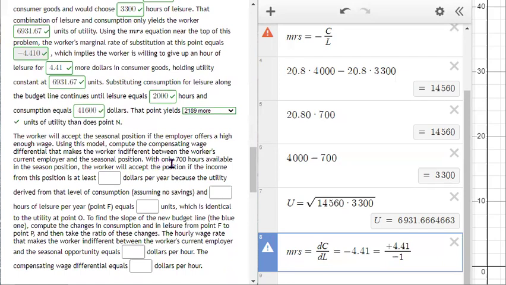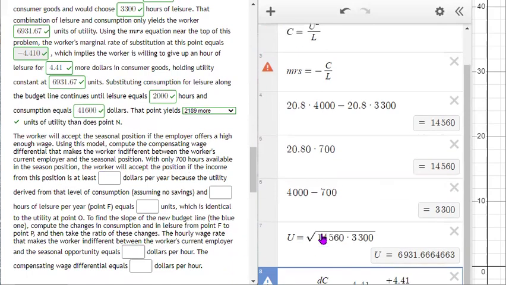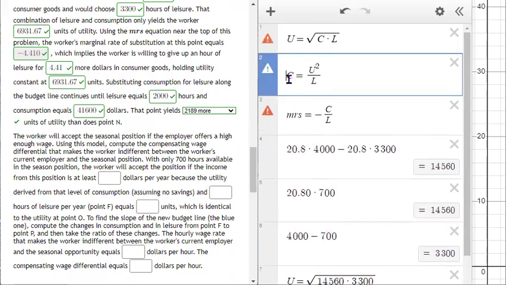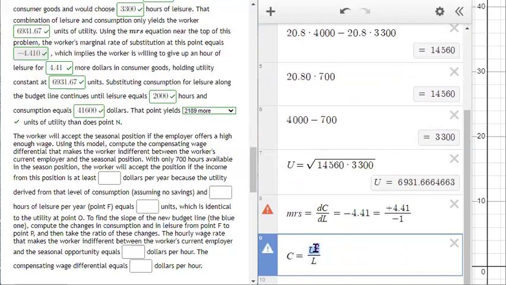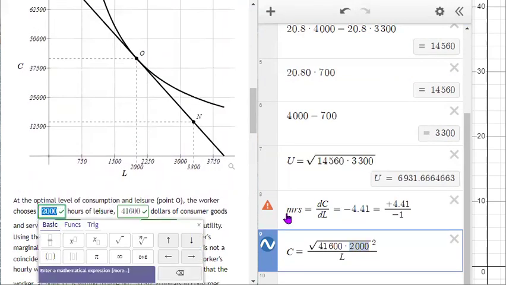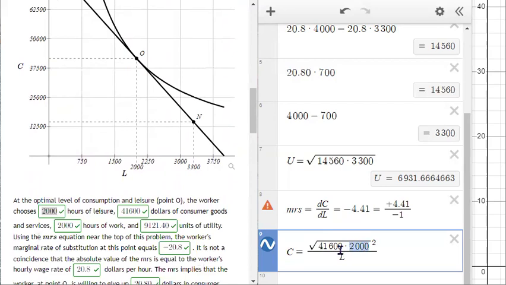With only 700 hours available in the seasonal position, the worker will accept the position if the income from this position is at least what? Well, let's go back to our first indifference curve. Here's our indifference curve. And our utility was what? When leisure is 2,000 and consumption is 41,600, we can find out what the consumption level is.